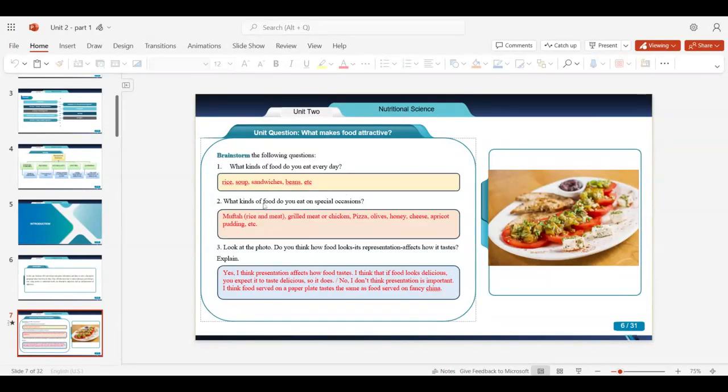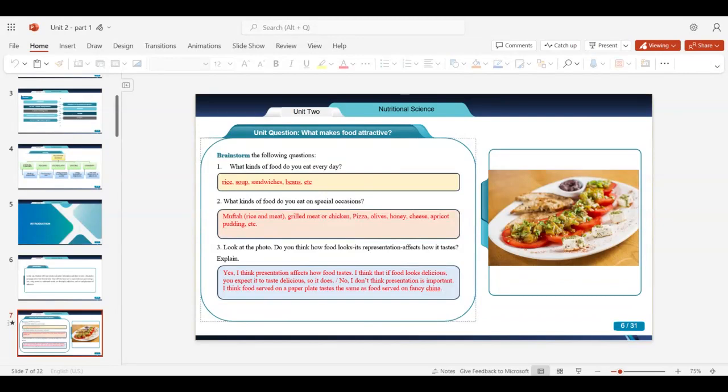You can read here: what kind of food do you eat every day, what kind of food do you eat on special occasions. And question number 3, look at the photo. Do you think how food looks, its presentation, affects how it tastes? Explain. So you will give me your own answers in the online session. Hopefully it will be interesting.